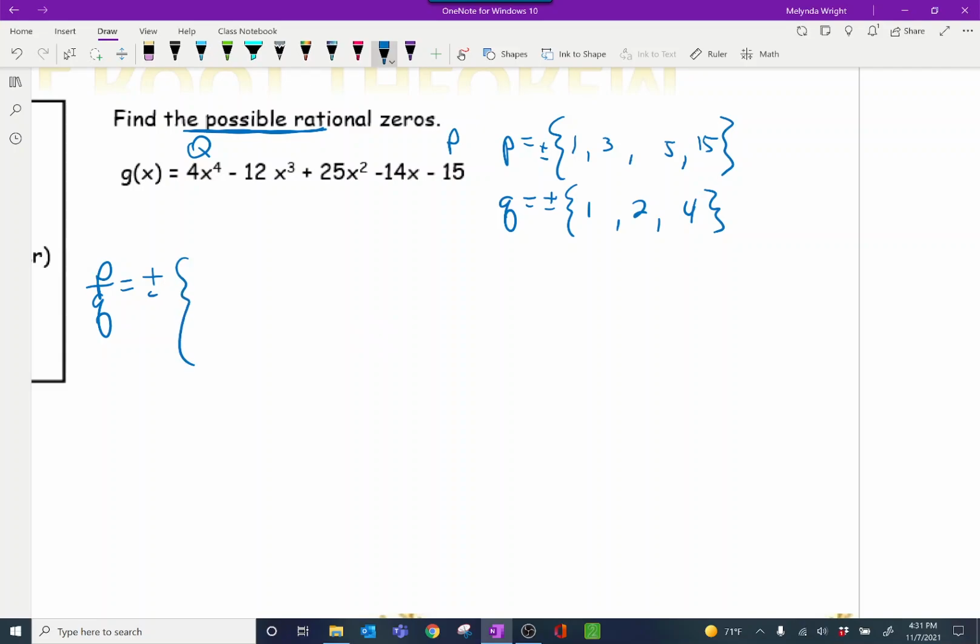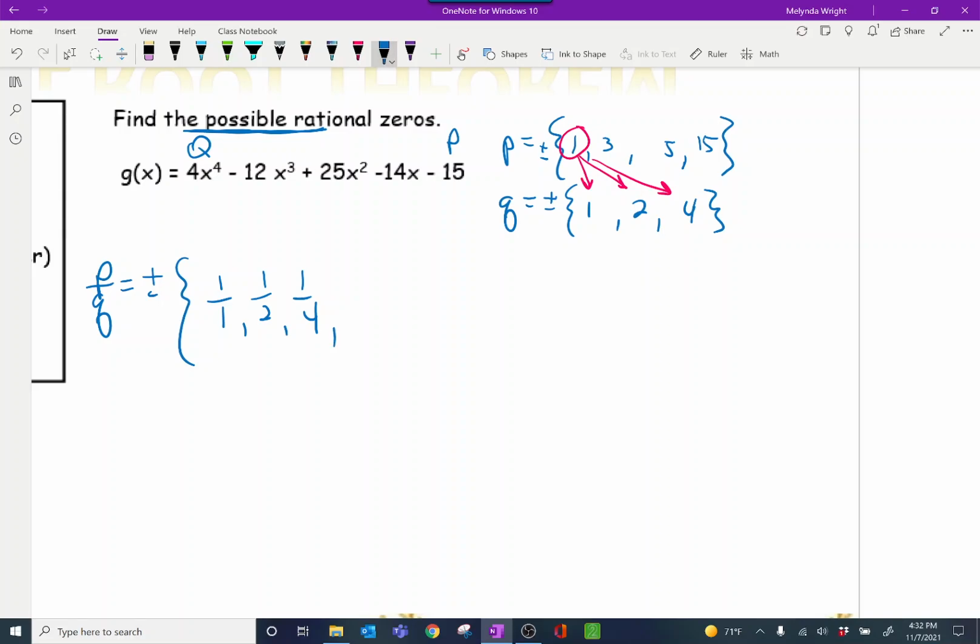All right, so we take the first number, 1. So 1 over 1, 1 over 2, 1 over 4. So what did I do? I took this 1 and I matched it: 1 over 1, 1 over 2, 1 over 4. Okay, great. That gives me the first 3.